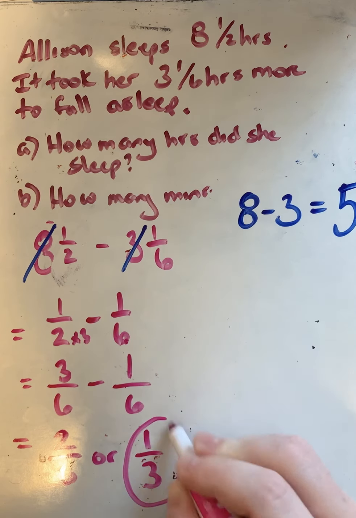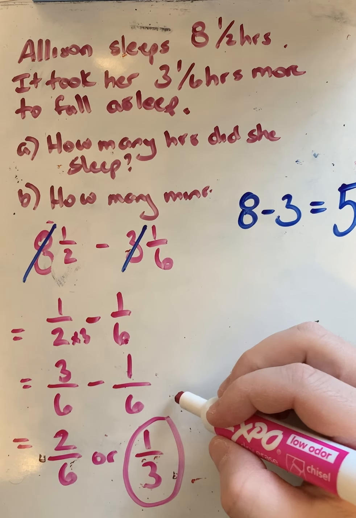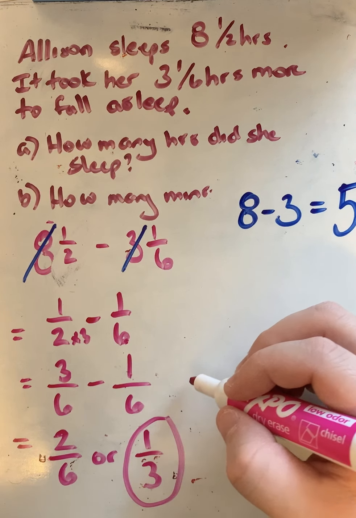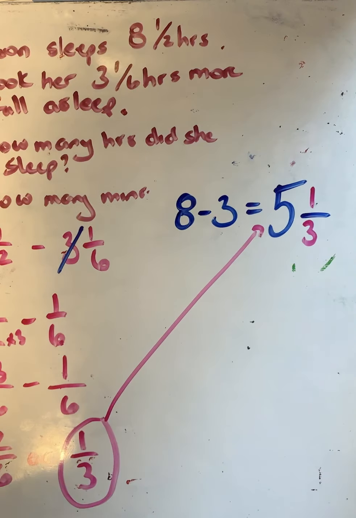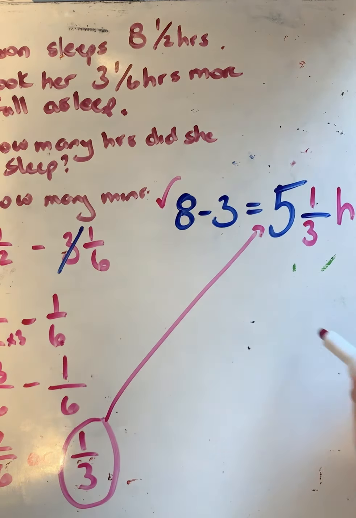I'm going to bring it all the way up over here, and I'm going to write 5 1/3. So she slept for a total of 5 1/3 hours. That's part A, done.